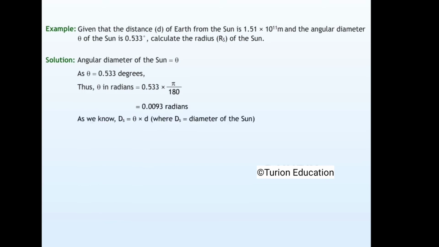As we know, D_S equals θ × d, where D_S equals the diameter of the Sun, or D_S equals 0.0093 × 1.51 × 10^11 meters equals 1.4 × 10^9 meters. Hence, R_S equals D_S by 2 equals 7 × 10^8 meters.